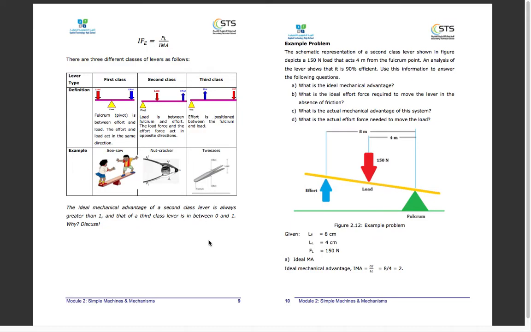So also remember, third class levers will be the least efficient. Efficiency of third class will be between 0 and 1. Why is this so? Because effort is in the middle. So we need more effort to move the load.